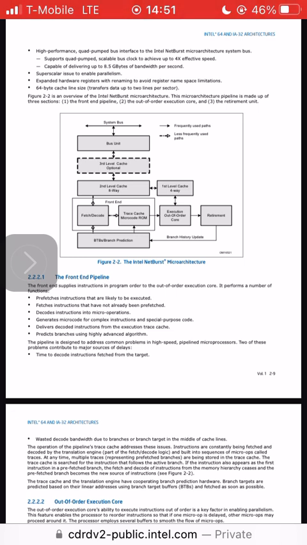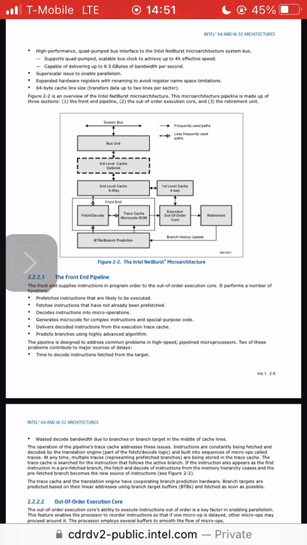Volume 1 2-9, Intel 64 and IA-32 Architectures. Wasted decode bandwidth due to branches or branch target in the middle of cache lines. The operation of the pipeline's trace cache addresses these issues. Instructions are constantly being fetched and decoded by the translation engine, part of the fetch/decode logic, and built into sequences of micro-ops called traces.